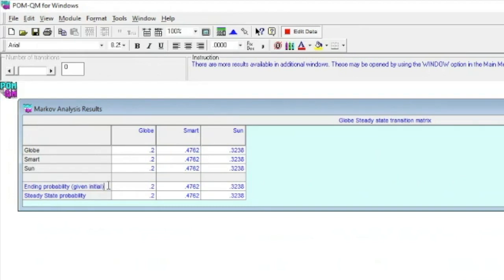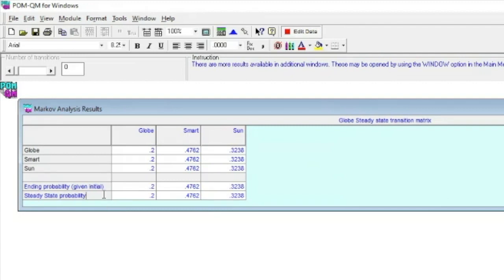When we say ending probability, it is written here, given our initial probabilities, the ending probability, guys, is the probability that we end in state 1 or 2 or 3, which is a function of the initial state probabilities. Almost the same concept. In other words, what is its final probability? The last one says here, 0.2 for globe, 0.4762 for smart, and 0.3238 for sun. Actually, if you look at the values, they are exactly the same as the steady state probability.